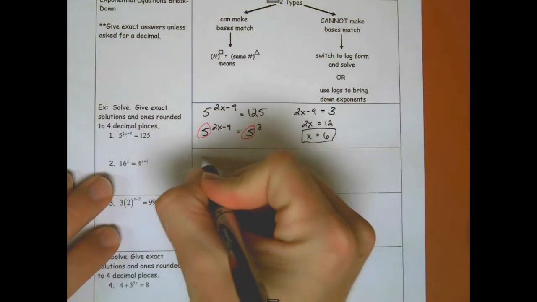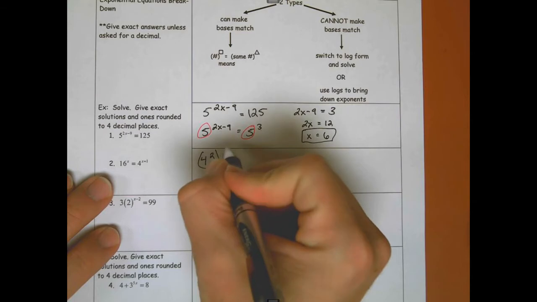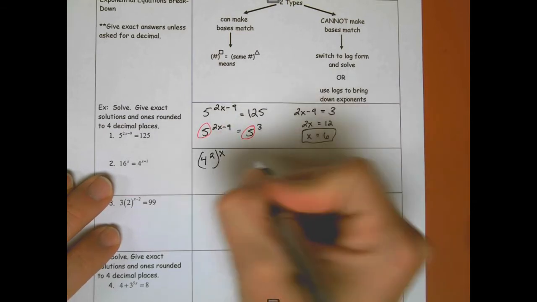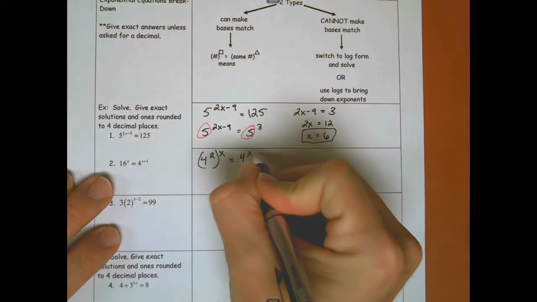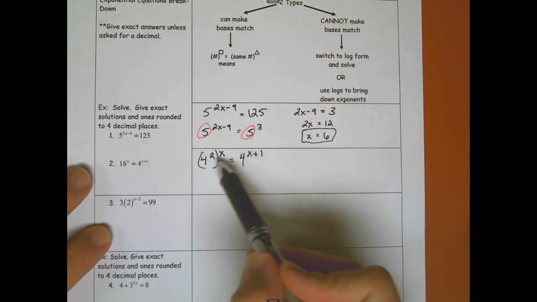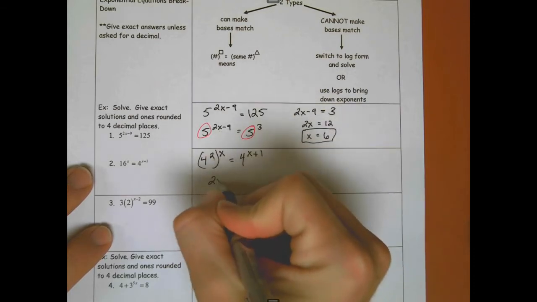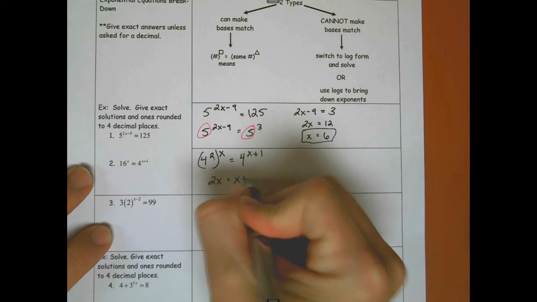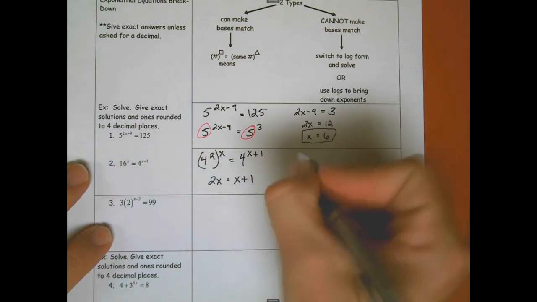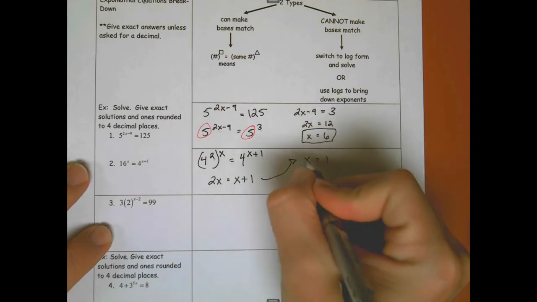Here, 16 is the same as 4 squared. Oh, I didn't rewrite it, sorry about that. So we have 16 to the x power, which is 4 squared to the x power, and that's equal to 4 to the x plus 1. The rule for exponents is when it's up high, you raise the power to a power, you multiply. So really that's 2x is equal to x plus 1 when we set the exponents equal to each other. And you can subtract x from both sides to get x is equal to 1.